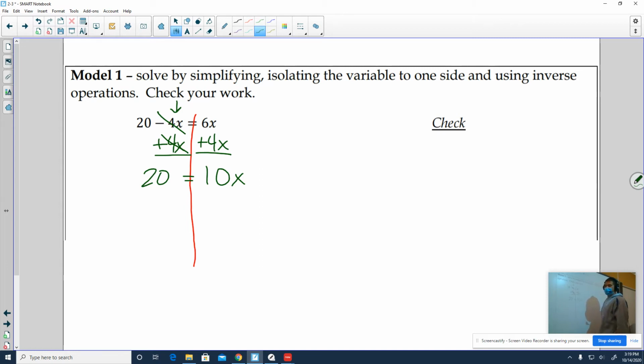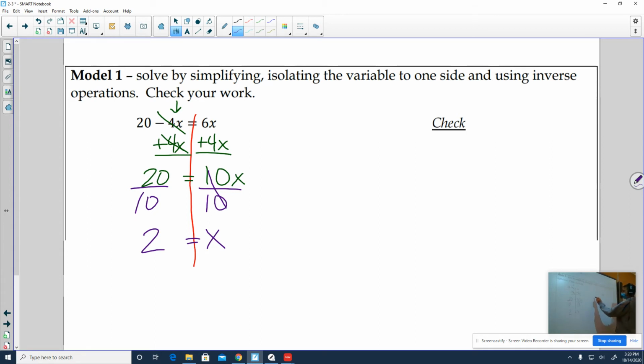This isn't even a two-step equation. This is a one-step equation. To get this x alone on the right to see what its value is, you got to do the opposite of multiply by 10, which is divide by 10. 10s cancel. 1x, or x, is equal to 20 over 10, or 2.